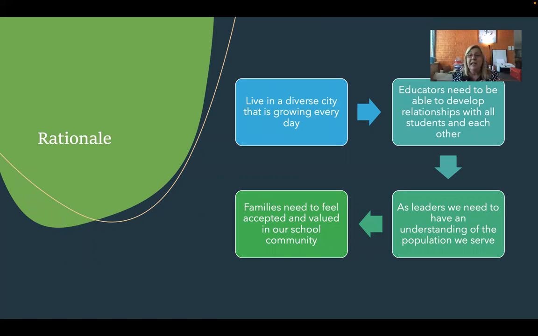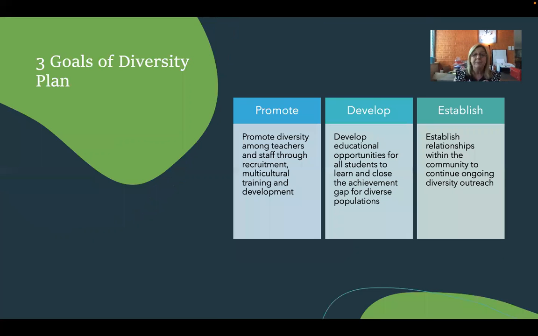I believe that educators and leaders need to develop relationships. I believe that relationships are the lifeblood of education, and that without them, we really can't go any further. And I believe that we need to understand diversity. To be able to do that, we need to have an understanding of the population that we serve, and the families need to feel accepted and valued in our communities.